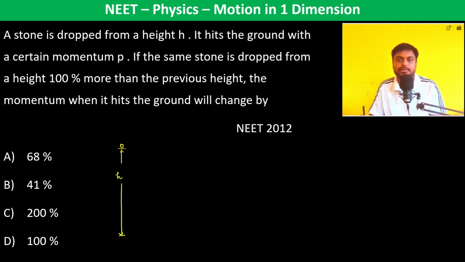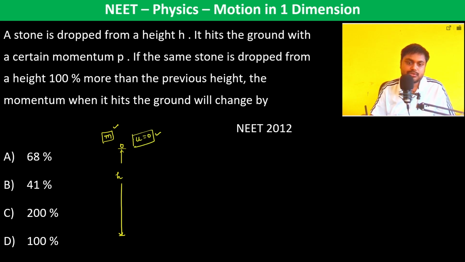A stone is dropped. It hits the ground with a certain momentum p. Let us say the mass of the stone is m and it is dropped, which means the initial velocity is 0. So what is the final velocity? By conservation of energy, half mv square is equal to mgh.